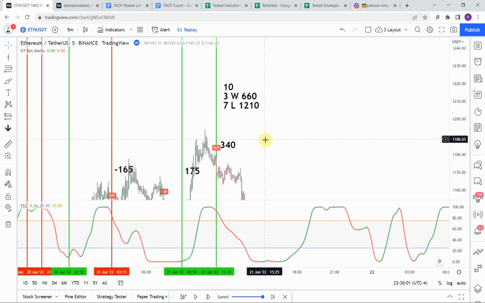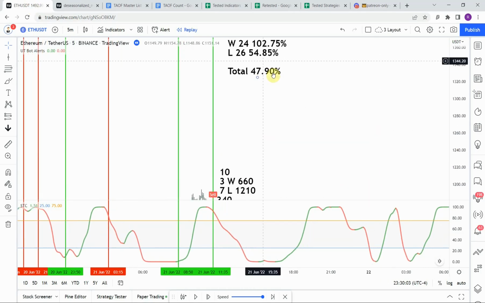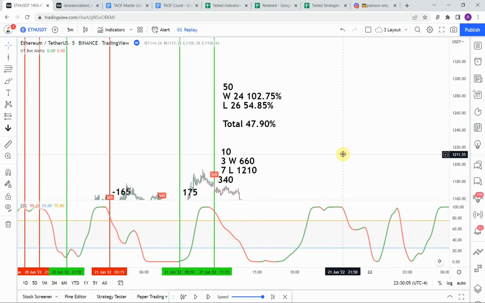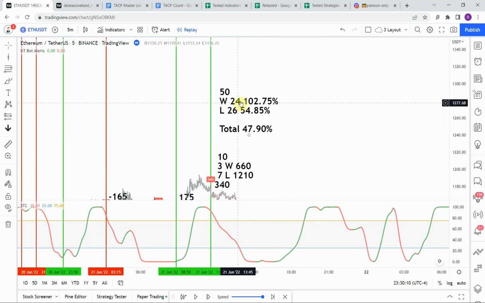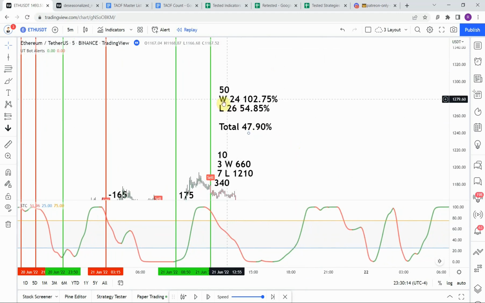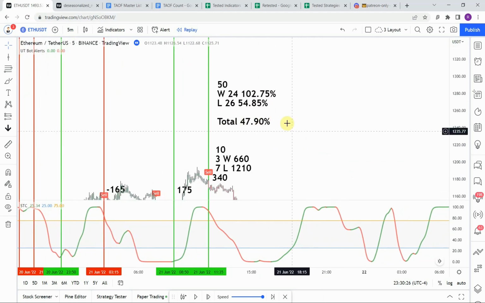All right, so back to our strategy here. What was this able to achieve? Well, we did 50 trades, like I said, and out of those 50 trades, we had 24 winners. We had 26 losing trades. On the win side, we gained 102.75%. On the losing side, we lost 54.85%, and that gave us a grand total gain of 47.90% in about 20 days.